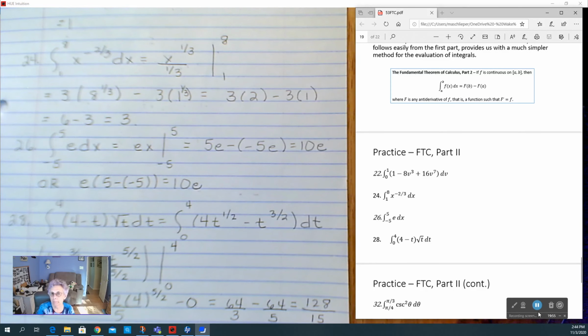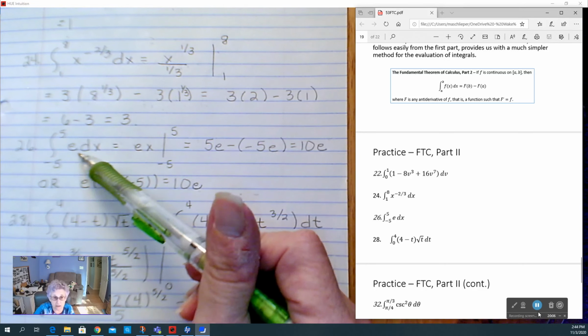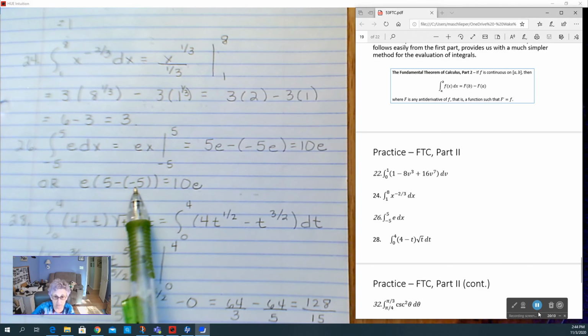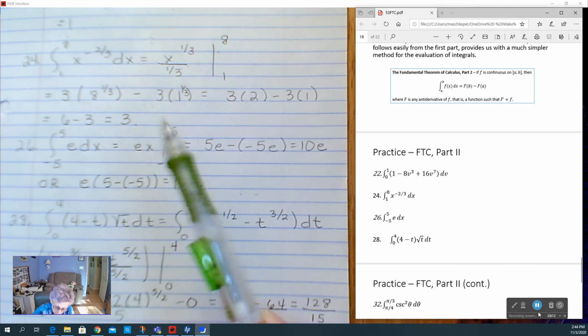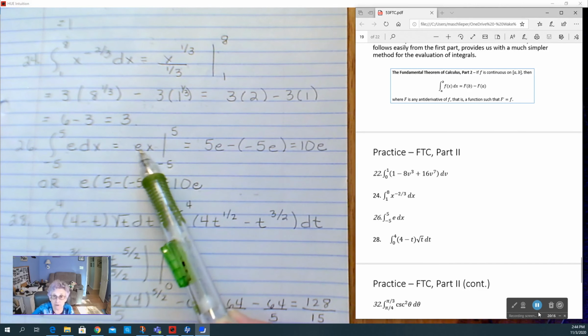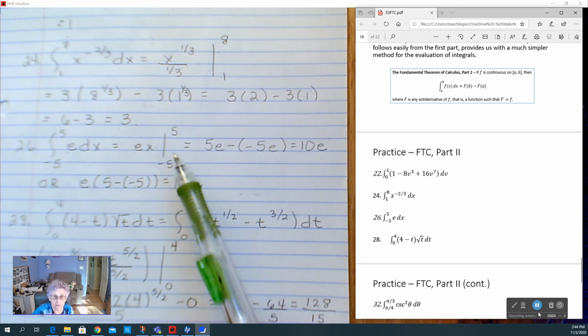How'd it go? Two ways actually to do number 26. We learned that property of integrals last time that it said if you have the integral of a constant, it's just the constant times b minus a. Or you can think of it as the antiderivative of this constant is the constant times x, evaluated from -5 to 5. Either way, you get 10e.